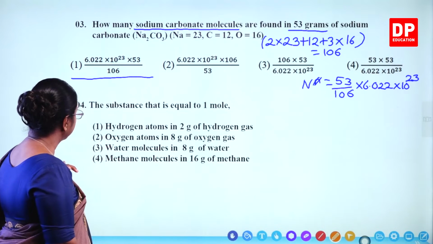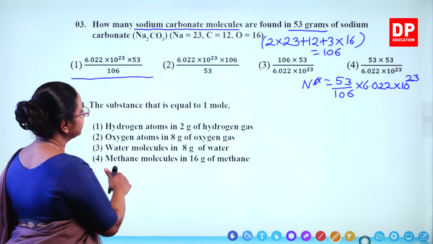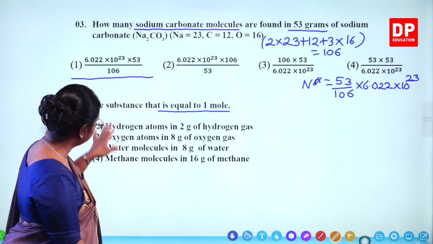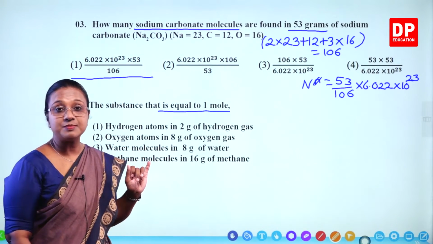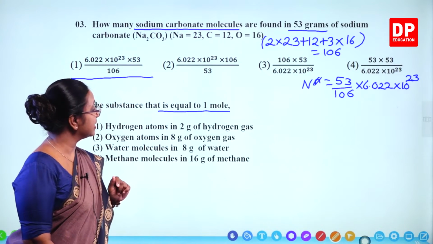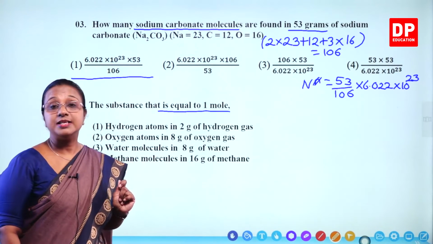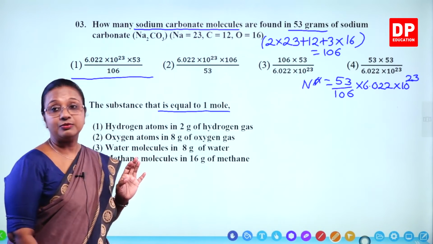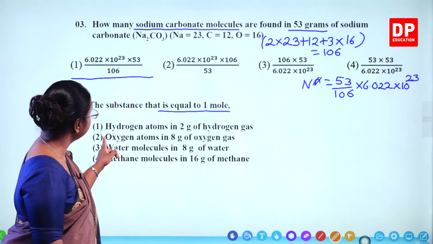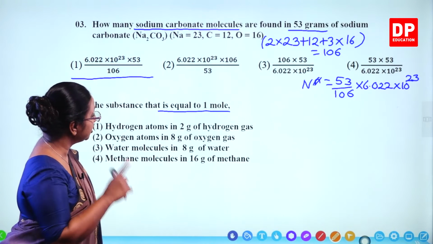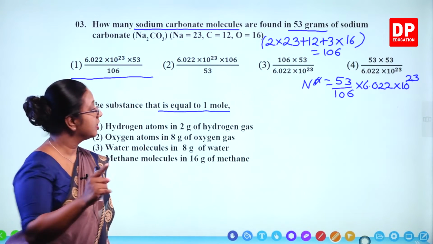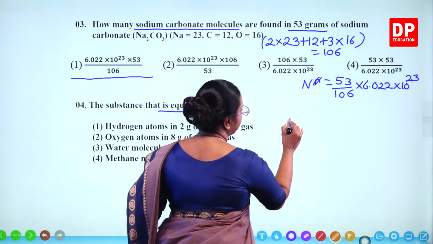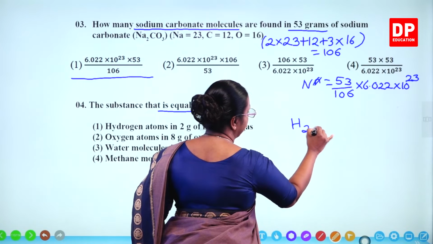Then the next question. The substance that is equal to 1 mole. Here they have given you 4 different substances and different masses. You have to find what is equal to 1 mole. To do that, we will have to calculate and see. What is the first one? Hydrogen atoms in 2 grams of hydrogen gas. So what is hydrogen gas? That is H2 gas.